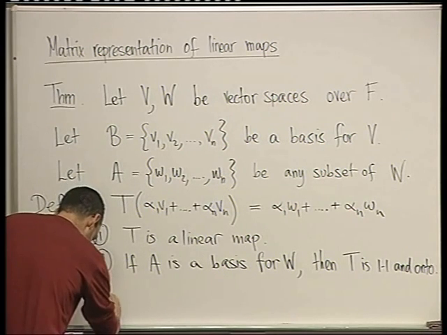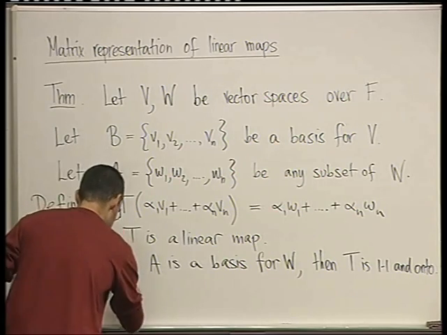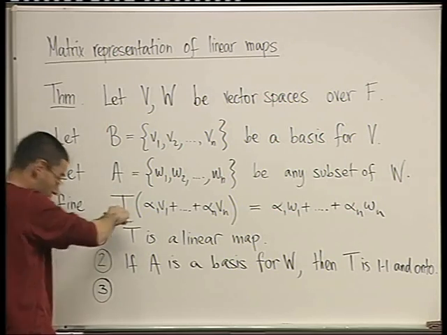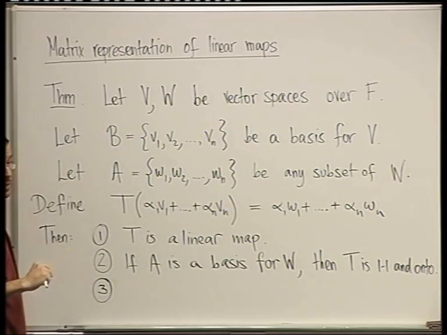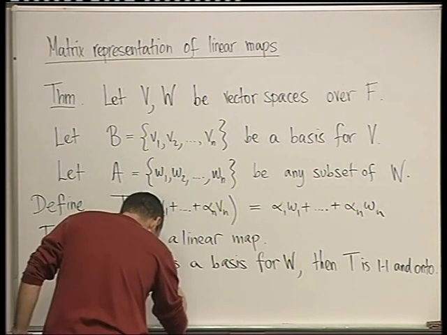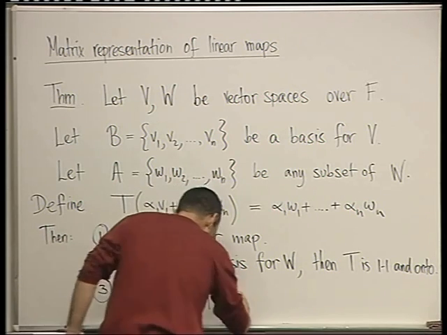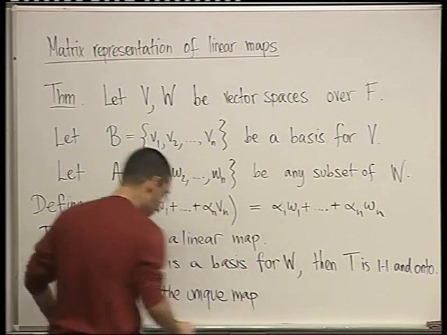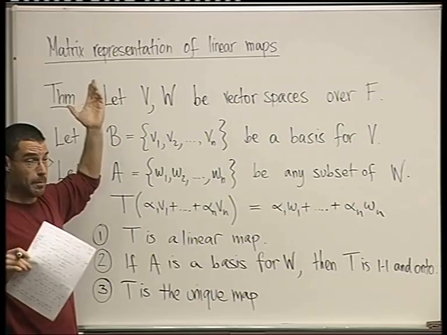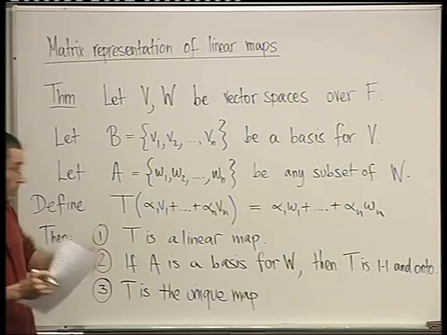And three is the statement that this T is specific in this theorem. It's the transformation that does this. T is the unique linear map. Obviously, it's not the unique linear map from V to W. You can take many of those, but it's the unique map that does something, okay?